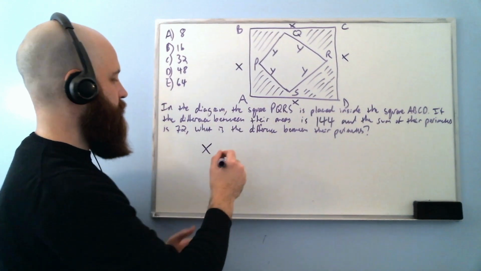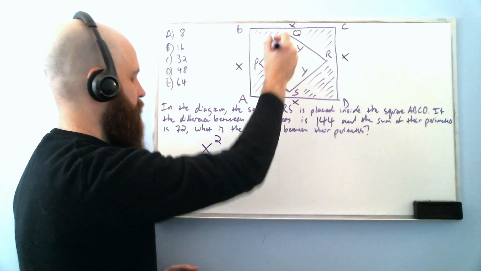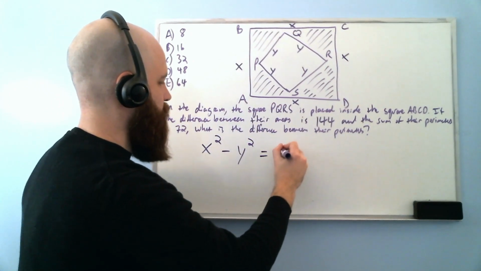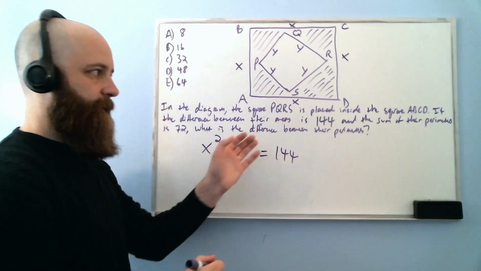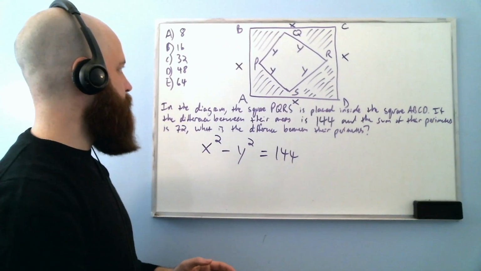The area of the bigger square would be x squared. The area of the smaller square has side lengths of y, so it should be y squared. And the difference between their areas is 144. Let's just keep going and see where that leads us. The sum of their perimeters is 72.